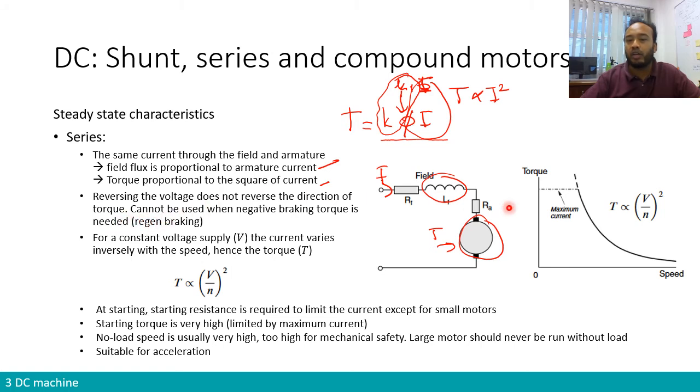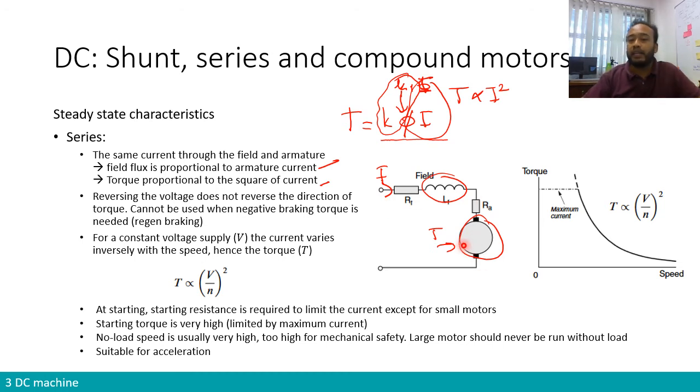So the direction of the torque will always be positive regardless of the direction of voltage and current. Therefore, the machine cannot be used when negative braking torque is necessary, for example in the case of regenerative braking. Let me explain this in a simpler form. If you're supplying your machine with a certain EMF over here, the machine will rotate and it will have a certain torque, right?